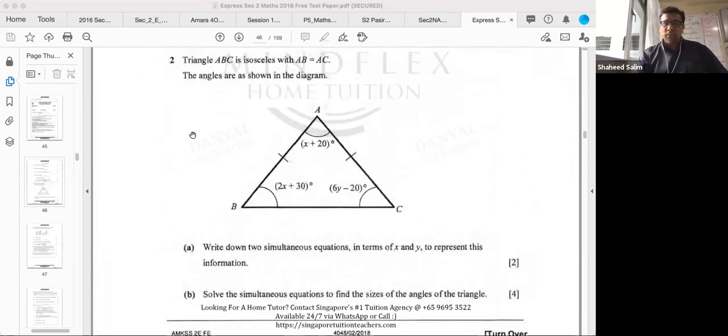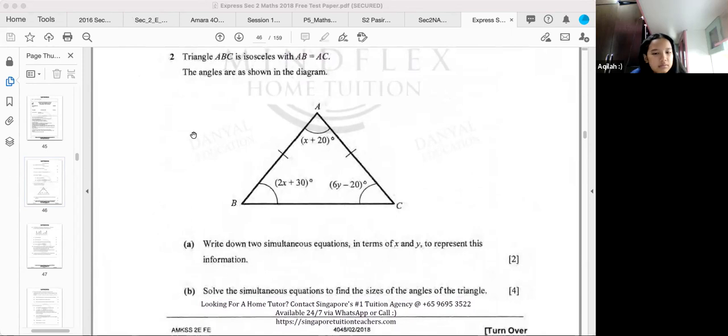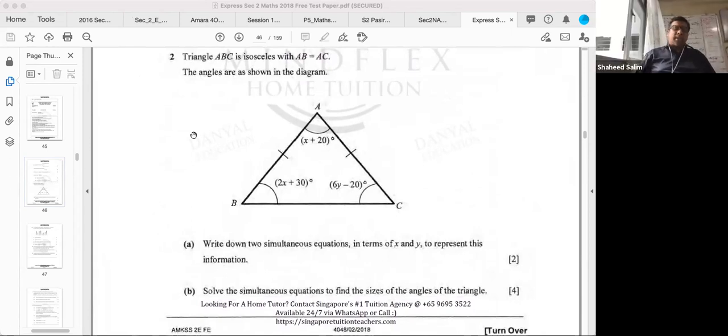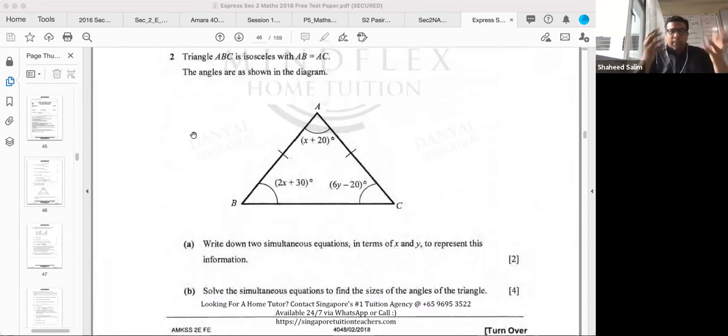This one, you know how to do? If you know how, can you tell me what the two simultaneous equations are? Can you write them down? x plus 20 degrees and 2x plus 30. What happened to them?